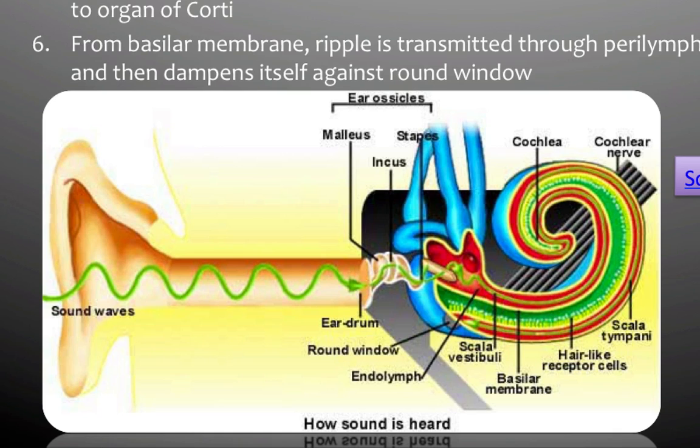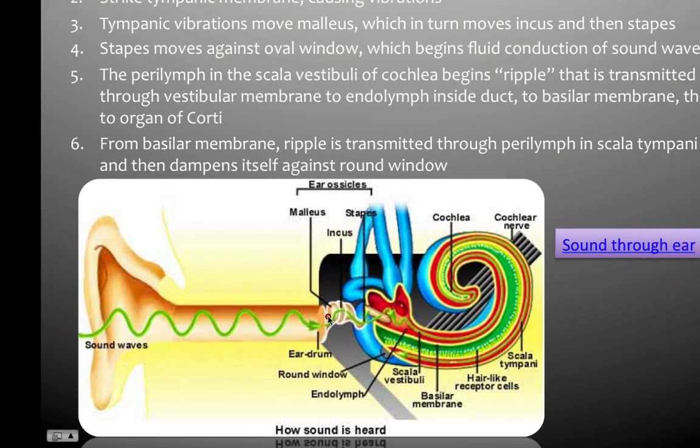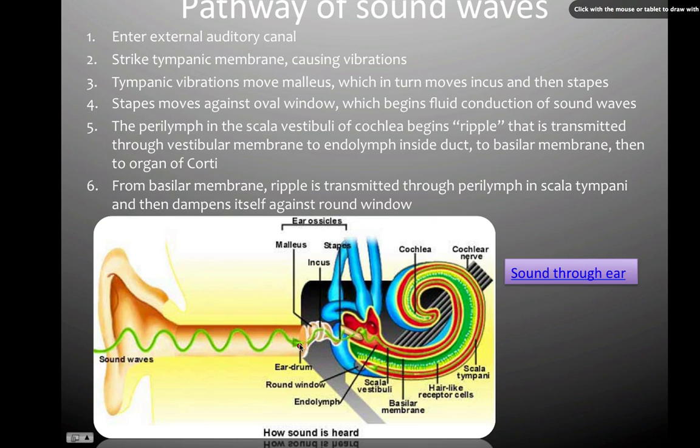So let's go step by step into where these sound waves go and how they get translated into sound that we can perceive. As you can see in the picture here, we have sound waves that are entering the external ear, and they are finding their way to strike the eardrum or tympanic membrane and vibrate it. Number 3, tympanic vibrations move the malleus, which in turn move the incus and then the stapes. So we have a chain reaction from the tympanic membrane of vibrations until finally it's able to vibrate on the oval window, which is going to slam into fluid that's in the scala vestibuli.